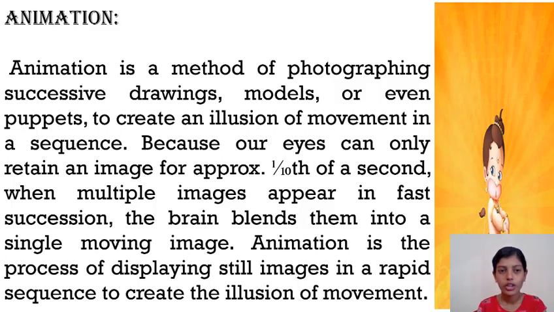Now let's come to animation. Animation is a method of photographing successive drawings, models or even puppets to create an illusion of movement in a sequence because our eyes can only retain an image for approximately 1/10th of a second. When multiple images appear in fast succession, the brain blends them into a single moving image. Animation is the process of displaying still images in a rapid sequence to create the illusion of movement.